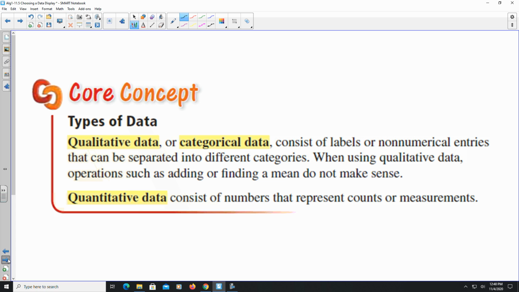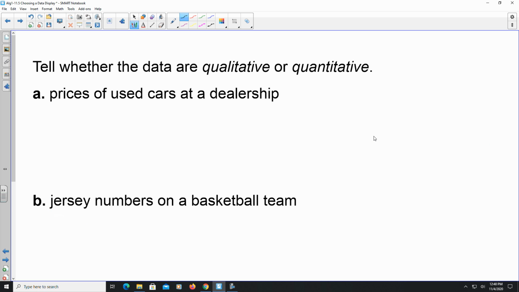Here, they ask you to tell whether it is qualitative or quantitative. The first one is prices of used cars at a dealership. That's dealing with numbers, dealing with values. This is quantitative.